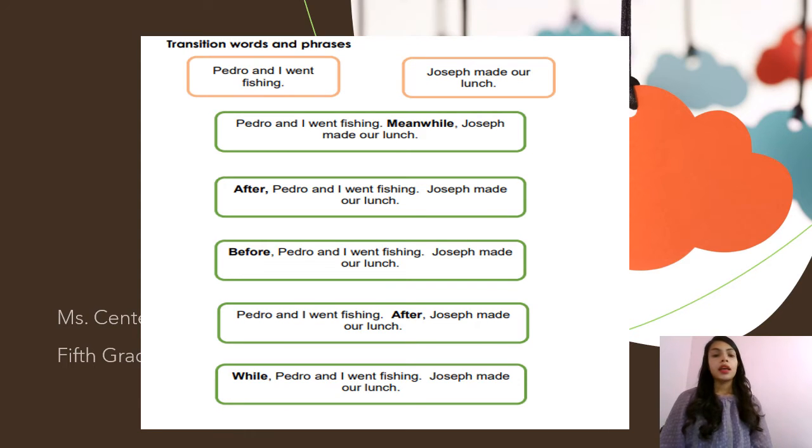Okay, here we have our transition words, but these transition words are time transition words, okay? They help us know when it happened, and at the same time, it glues one idea with the other.